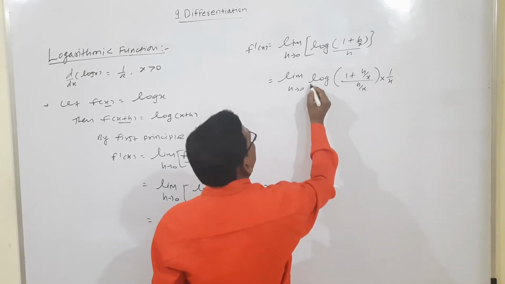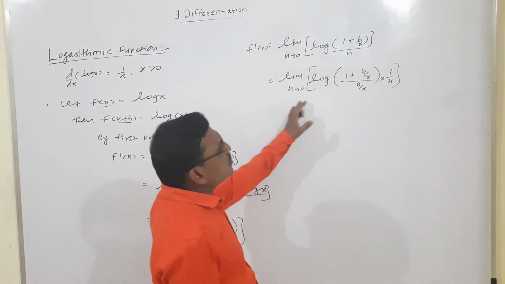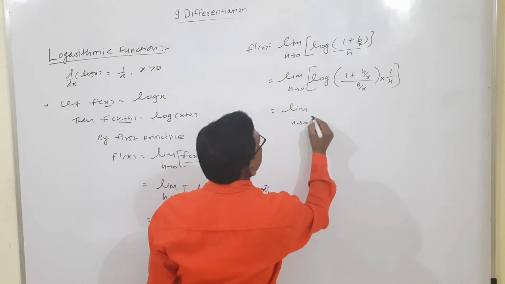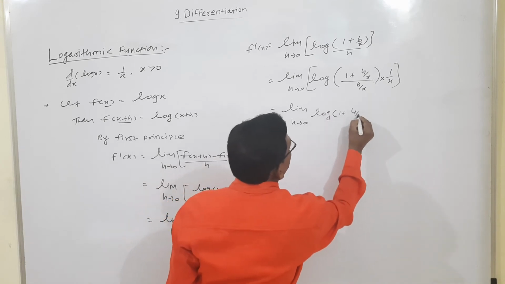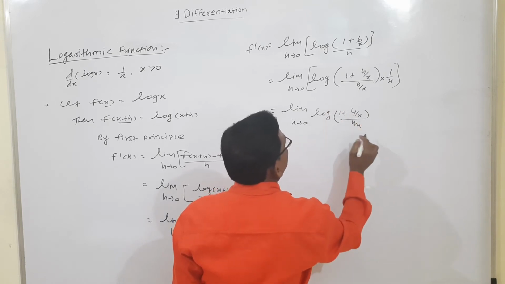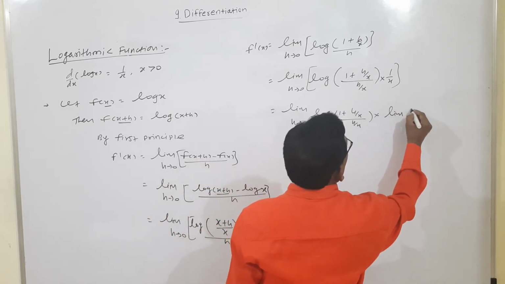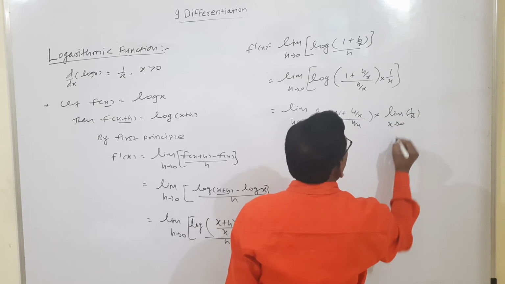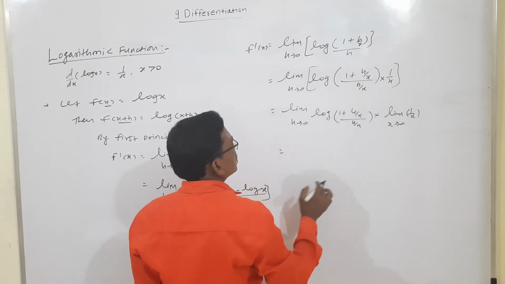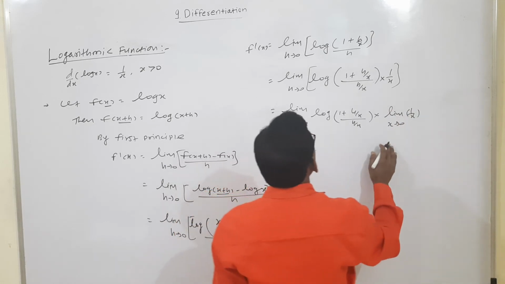We divide and multiply. Take the limit of each and every term separately: limit as h tends to 0 of log of 1 plus h by x upon h by x, into the limit of 1 by x. So here, since the limit of log of 1 plus x upon x is 1, it gives 1 into the limit of 1 by x as h tends to 0.